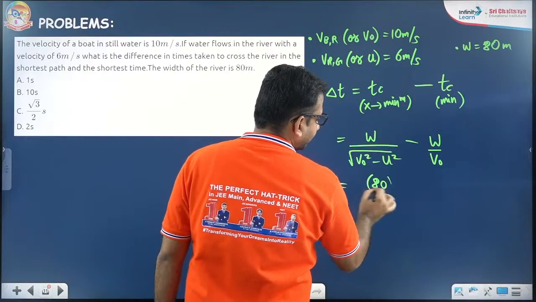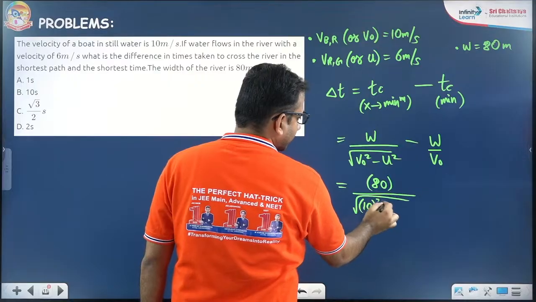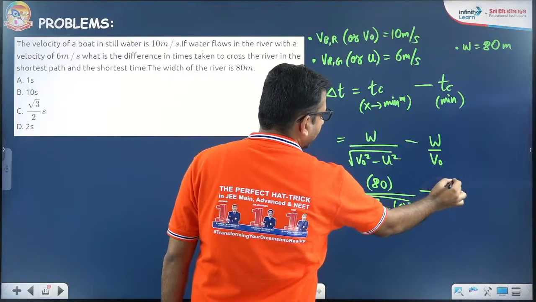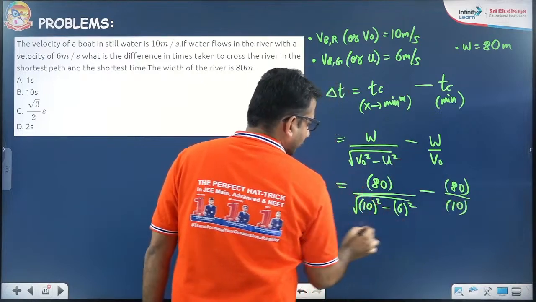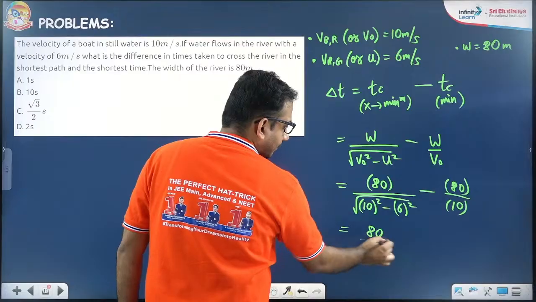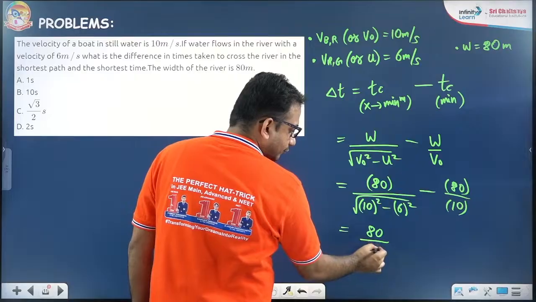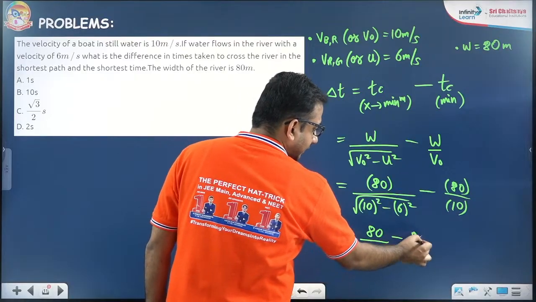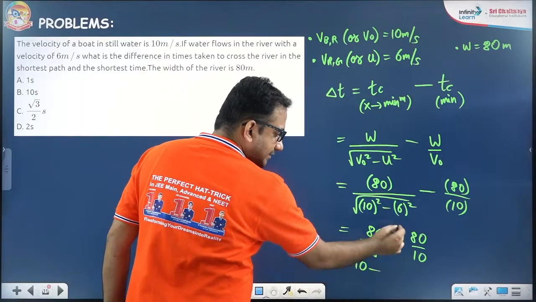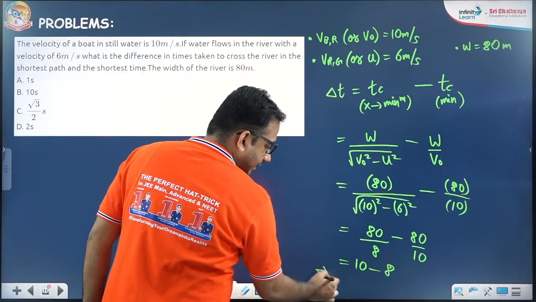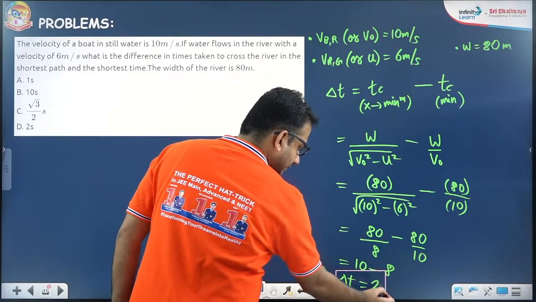That's 80 by under root V naught square minus U square. So that's 10 square minus 6 square, minus 80 by V naught. V naught is 10 over here. All right. So that is 80 by Pythagorean triplet, 100 minus 36. That's 64. 64 root is 8, minus 80 by 10. So 80 by 8 is 10, minus 80 by 10 is 8. This implies delta T is equal to 2 seconds.